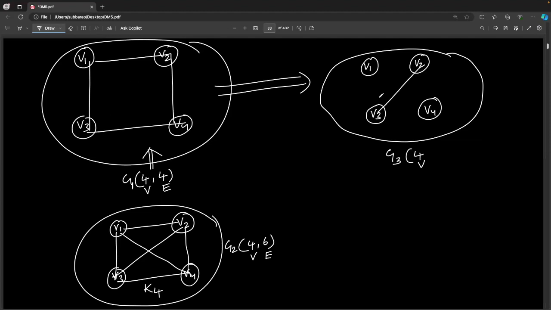V1 to V4 edge is not there, then write it in G3. If V1 doesn't have the edge, write it in G3. I'm repeating once again. If G1 doesn't have an edge, then write that edge. If G1 has it, then don't write it in G3.